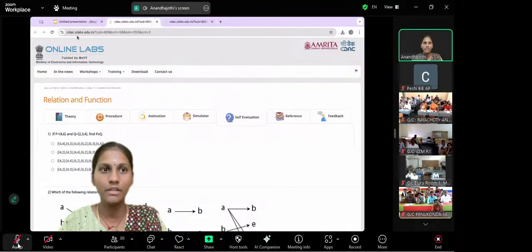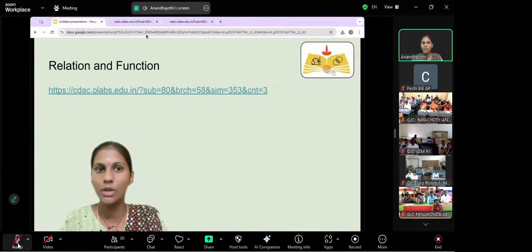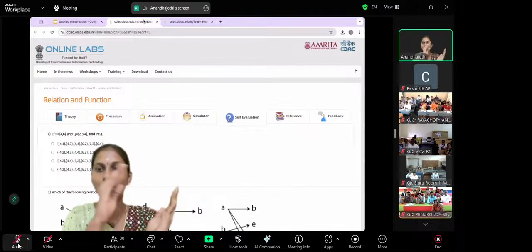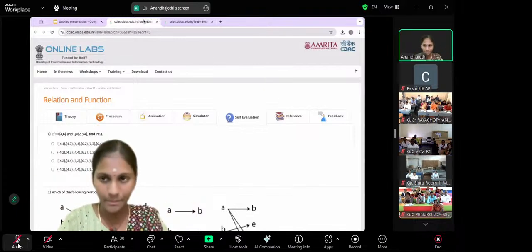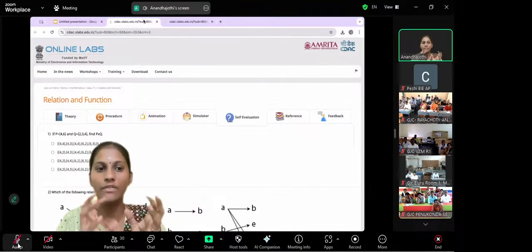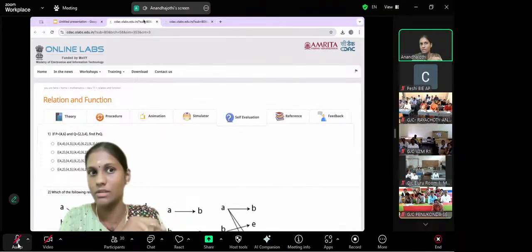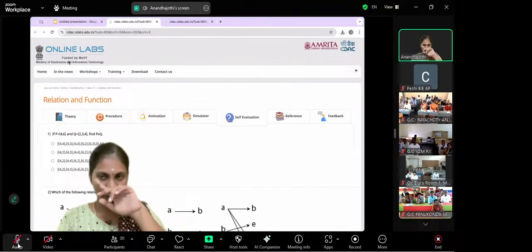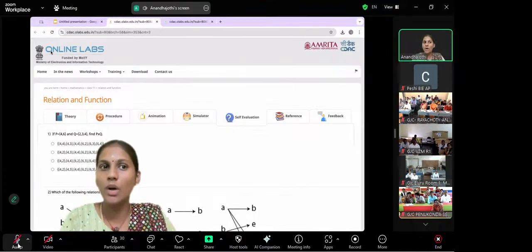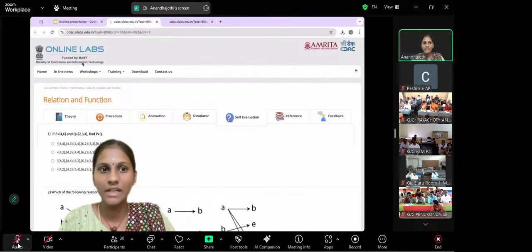Sorry, I had a link, so I clicked the link. A new tab opened, right? I want everybody to be very conscious about this. So I take things from online labs by the ministry, the Indian government's Ministry of Electronics and Information Technology website, online labs. It is simply called OLabs, right?